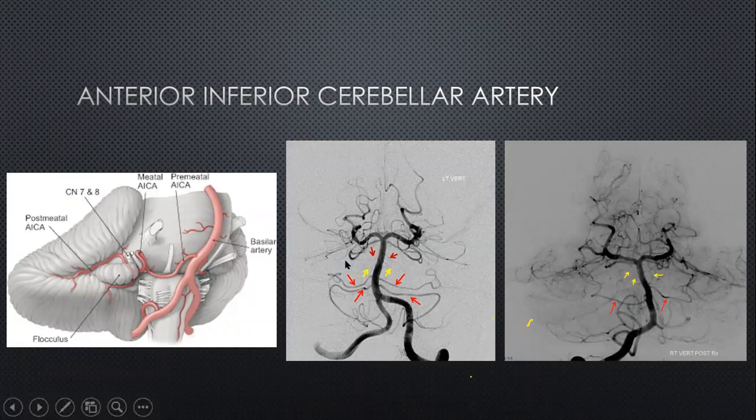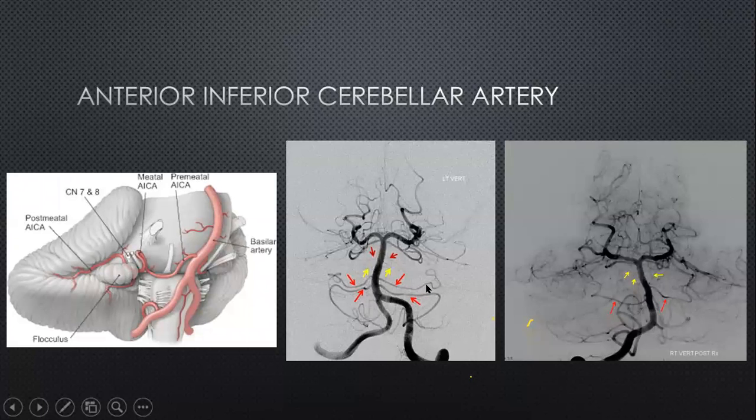Beyond the perforators, we have the anterior inferior cerebellar artery and the superior cerebellar artery. So the anterior inferior cerebellar artery, as said, is very much in hemodynamic balance with the PICA. This is a PICA over here, and this here is the AICA, anterior inferior cerebellar artery.